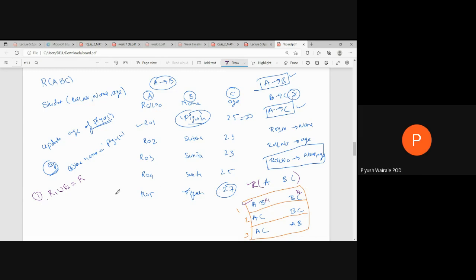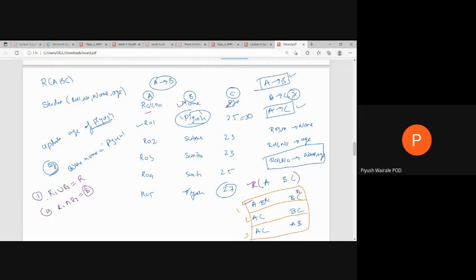Now, what is the common attribute between R1 and R2? It is B. Whether B is determining R1 or R2: from B, from name, can I get roll number or age? No, so this decomposition is not valid. Now let us check the second condition. Here also I am getting R1 union R2, but the intersection is the C attribute. From C, can I get roll number or name? No.